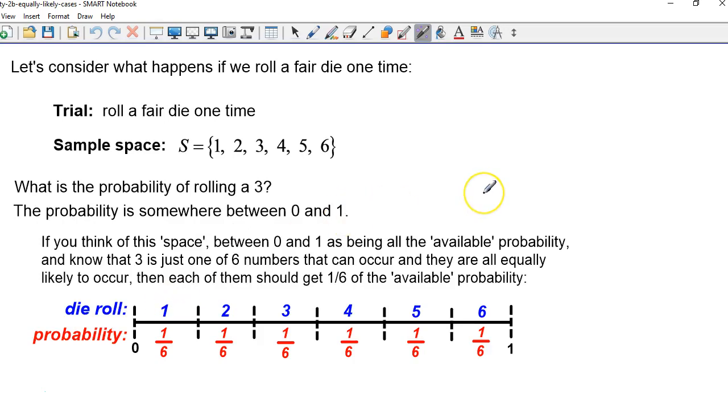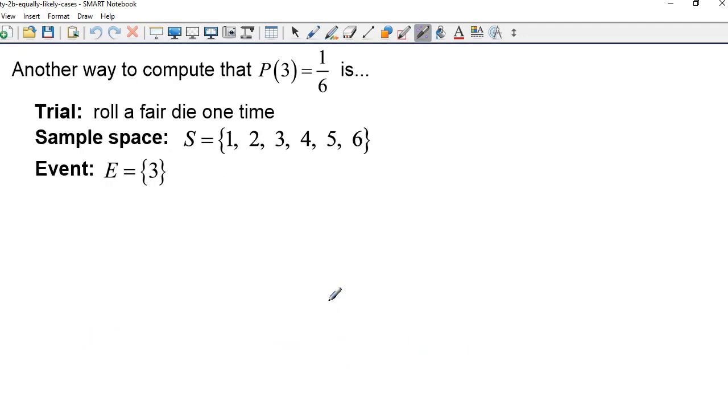Okay, so if you think of this space between probability of 0 and 1 as being all of the available probability, and we know that 3 is just one of 6 possible outcomes on a six-sided die, and if it's a fair die, it means that they're all equally likely to occur, then any individual number should get 1/6 of this available probability space, right? So we can say the probability of getting a 3 is 1/6 because it's a sixth of the probability that's available.